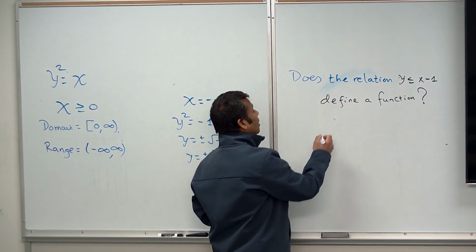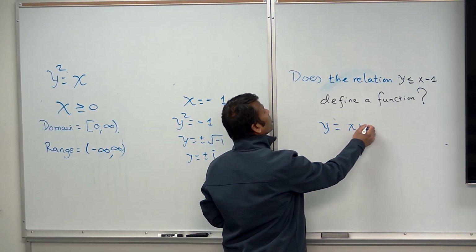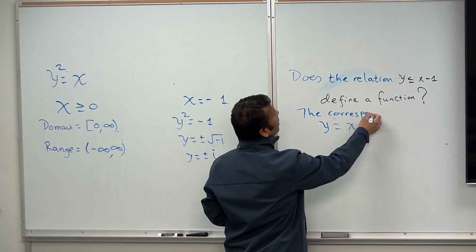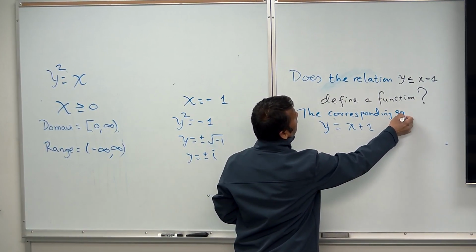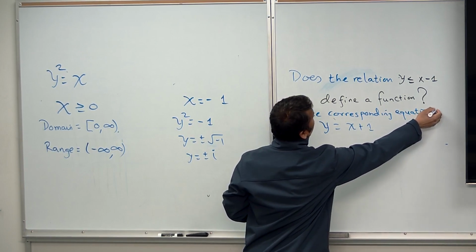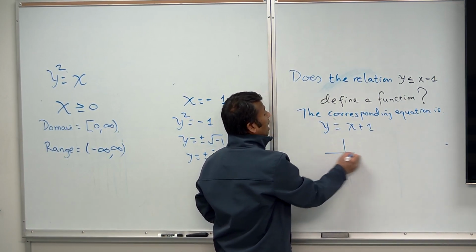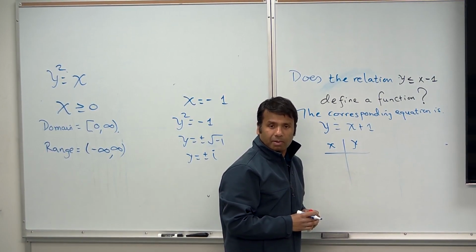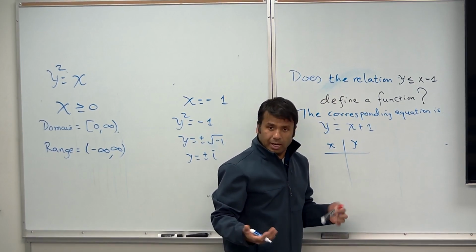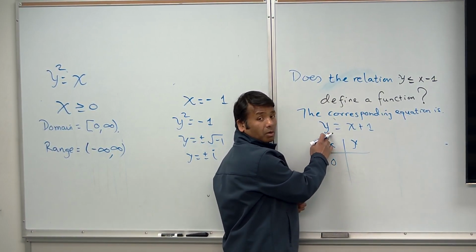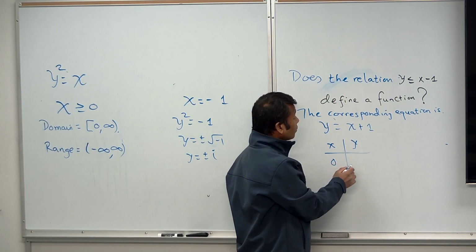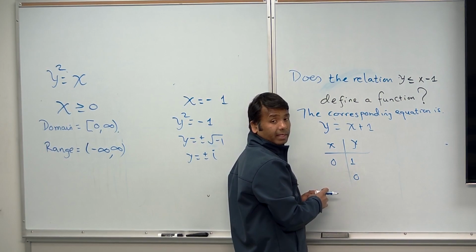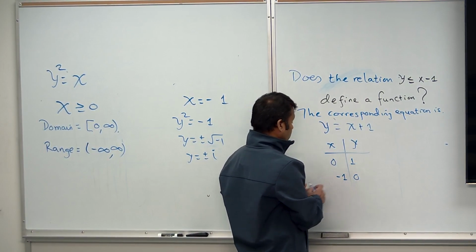So first, what is the corresponding equation? Y equal to x plus 1, right? You find out the corresponding equation. The corresponding equation is this, and you know how to draw the graph for this equation, right? We find out the x-intercept and y-intercept. That's the easiest way, right? So if I plug in x equal to 0, what will be the value of y? 1. If I plug in y equal to 0, what will be the value of x? Negative 1.